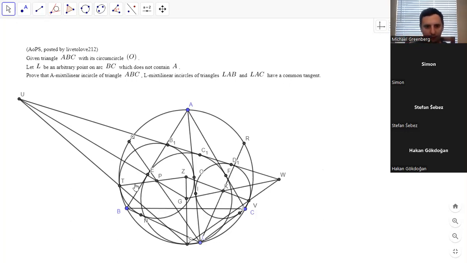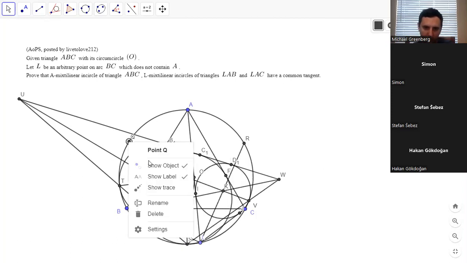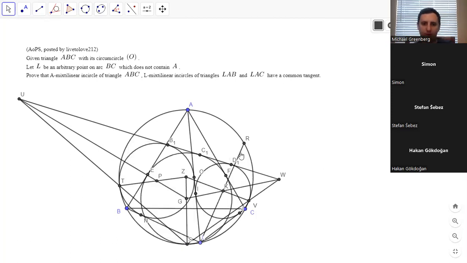so yeah, maybe I could delete Q and R. I mean, they could be helpful. I'm just not sure. And yeah, I need to use somewhere that the mixtilinear incircles are tangent to BL and CL. So maybe I do want Q and R.